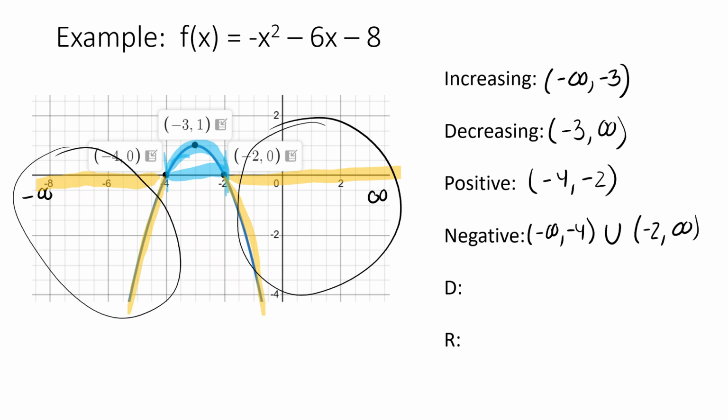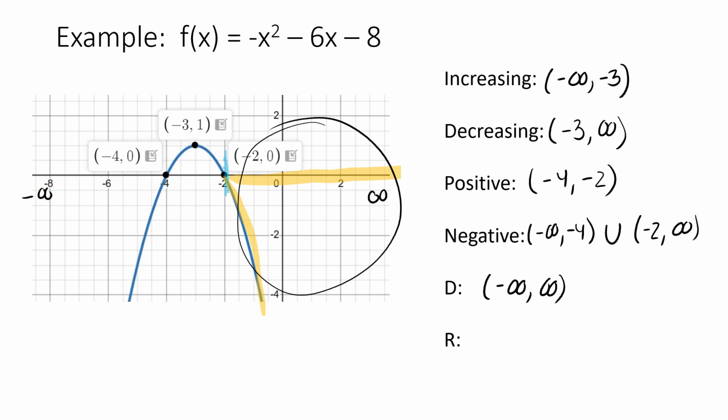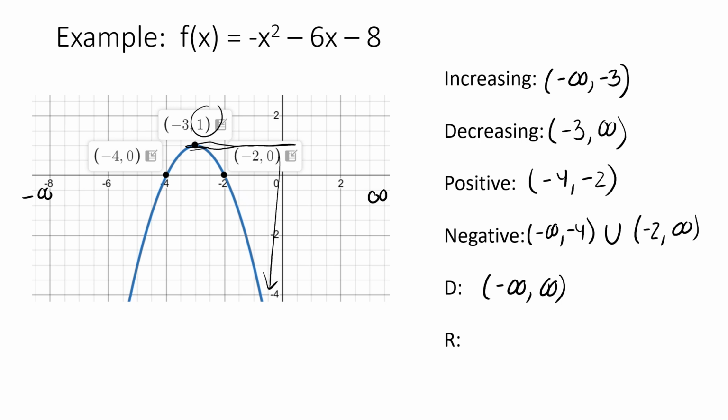This is a quadratic. If you did not check out my video on domain and range of quadratics, please go ahead and check that out. The domain of every quadratic is all real numbers, so it is negative infinity to positive infinity. The range, however, is going to be a little different. So we're going to look at the range. It looks like we're topping out at a 1, and then we are going lower than that.